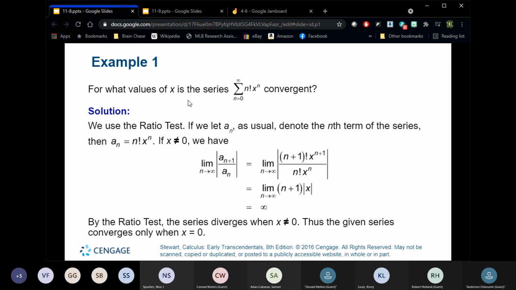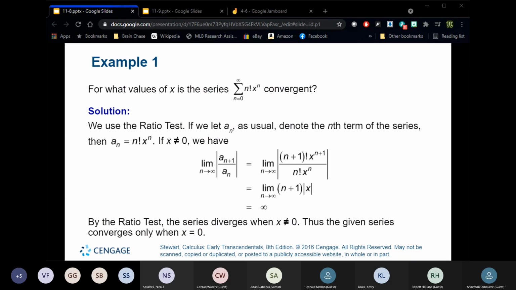All right, let's look at a couple examples and see how we actually use this. We want to figure out which values of x the series converges. So we have n factorial times x to the n power. We still have to go back and use the tests that we had before. Now this one's got the factorial built into it and a power. One of the tests that works really well for that is the ratio test, because we have a factorial in there.